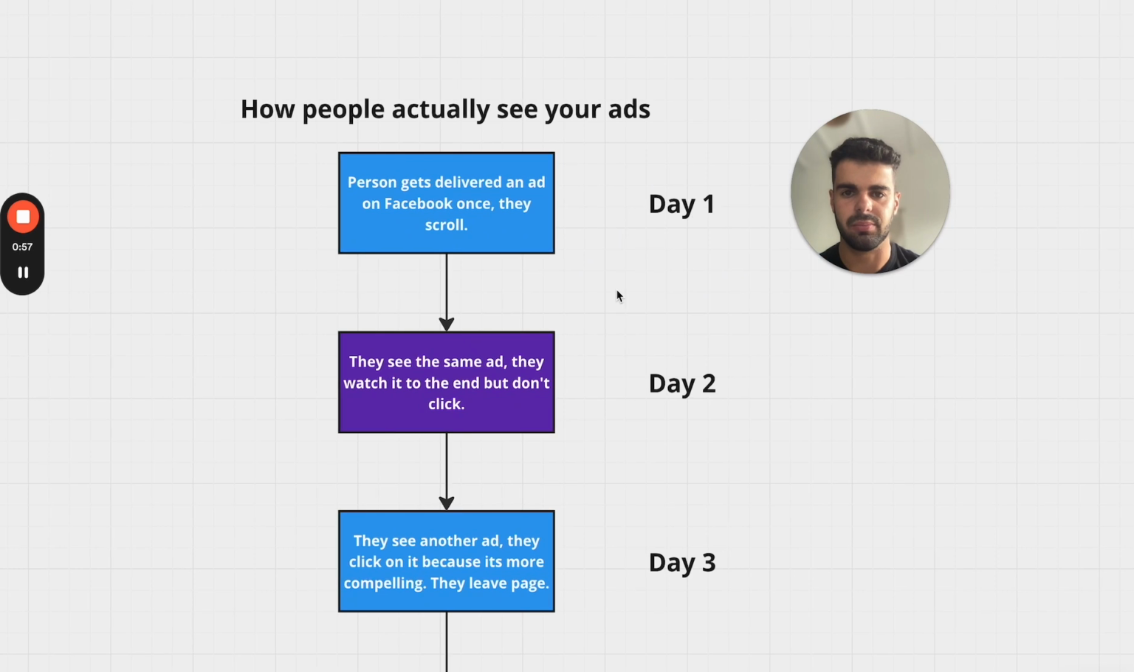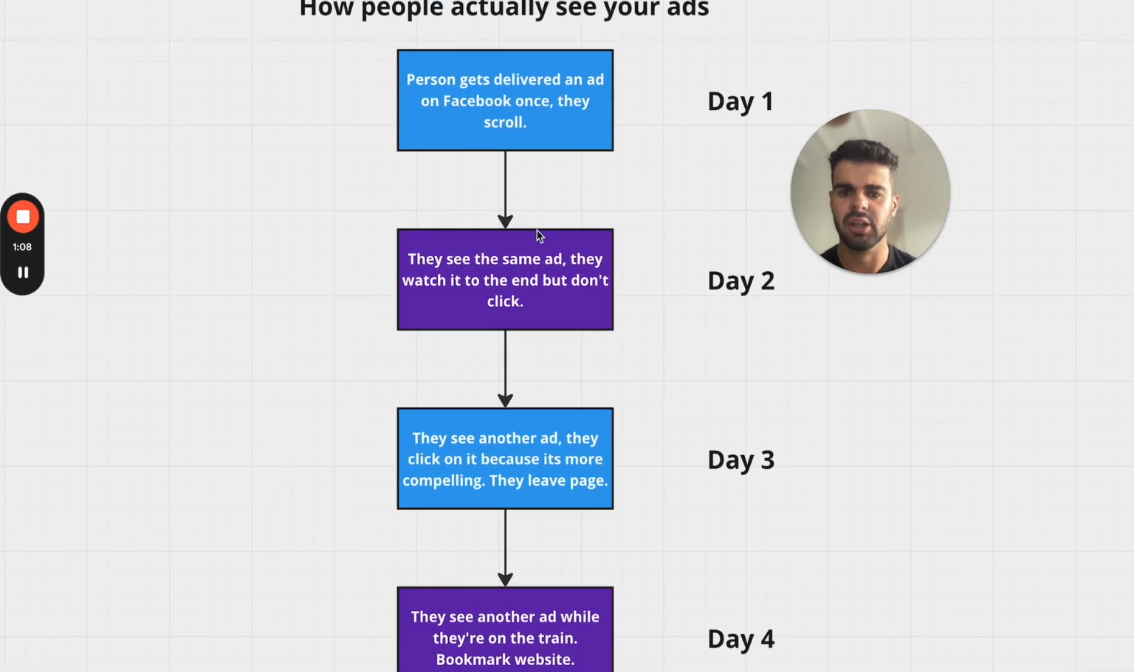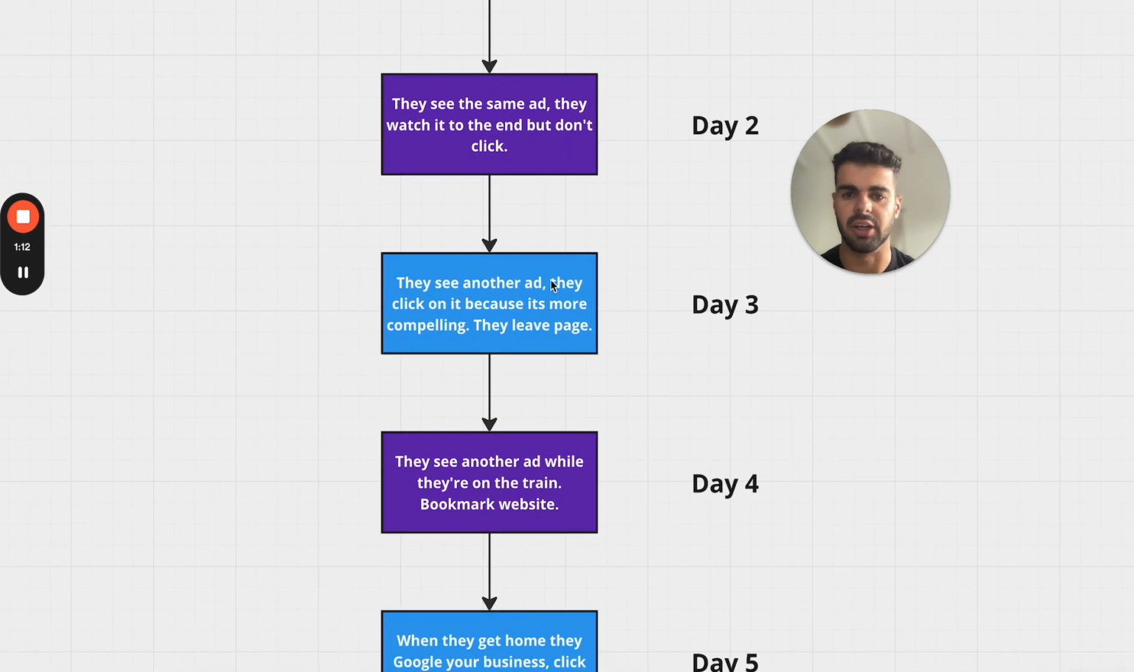This is how people actually see your ads, and this is an example of what an actual conversion can look like. First day, they get delivered an ad, they scroll past it. Day 2, they see the same ad, they watch it to the end, but they don't click on it. On day 3, they see a completely different ad, and they click on it because it's more compelling to that individual person. They click on it, but then they leave the page.